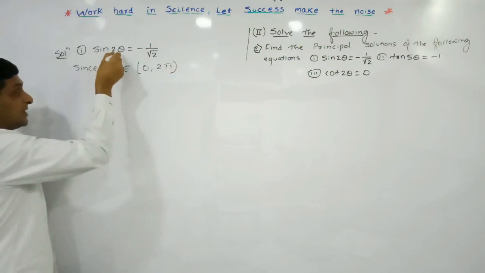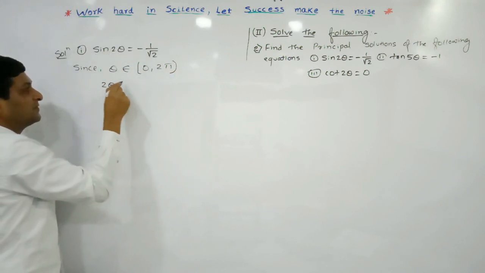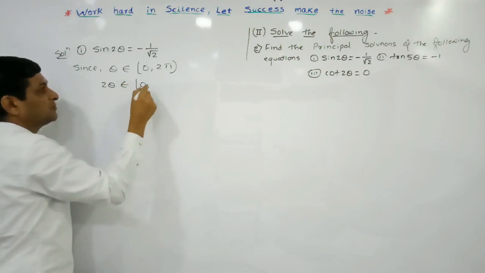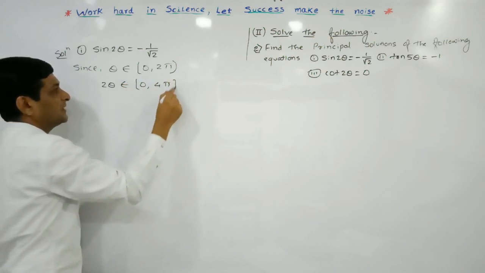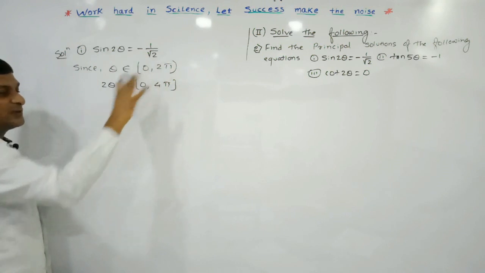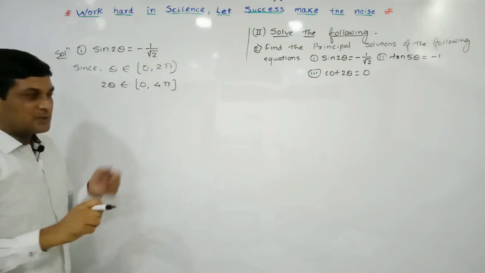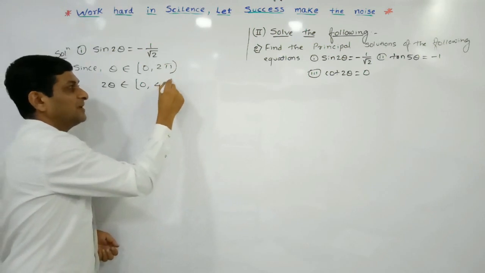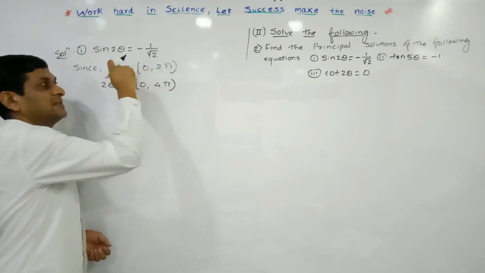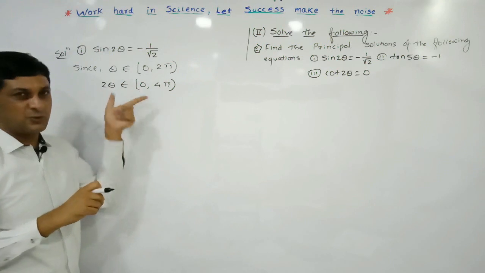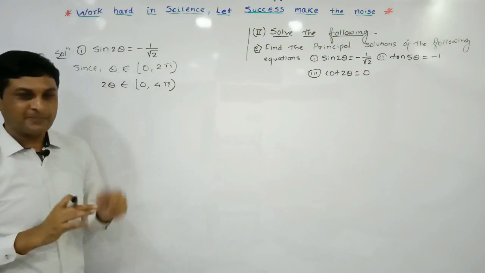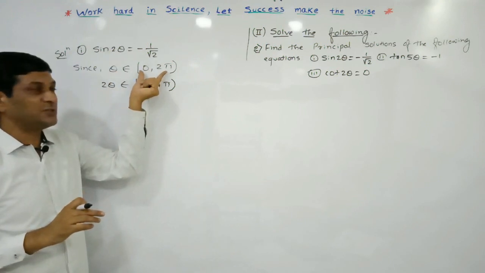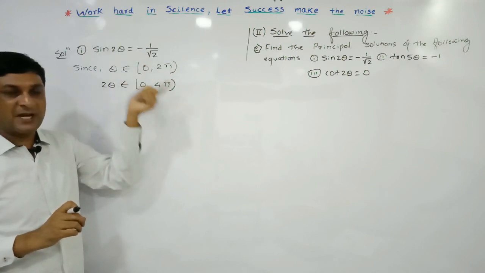Principal solution. But here instead of theta, 2 theta is given to us. So 2 theta should belong to what? 0 to 4 pi. Just as we are taking twice on this side, we are also taking twice on that side. So definitely the value of 2 theta lies in this interval, which means theta lies in 0 to 2 pi after eliminating 2. Then theta should lie between 0 to 2 pi, and such values are called the principal solution.